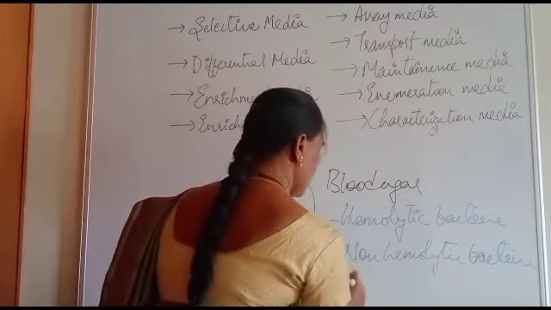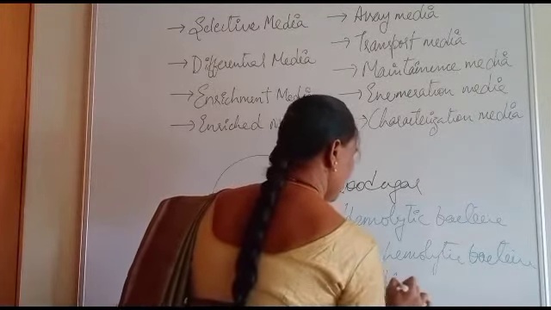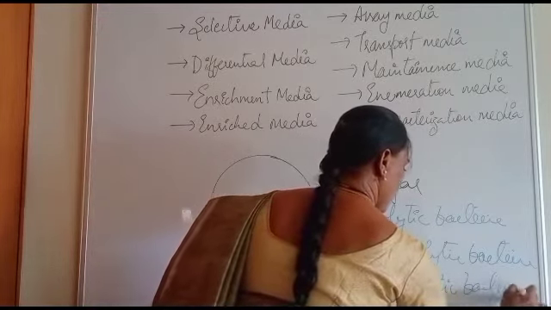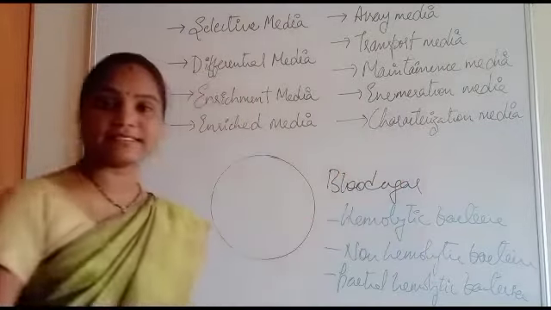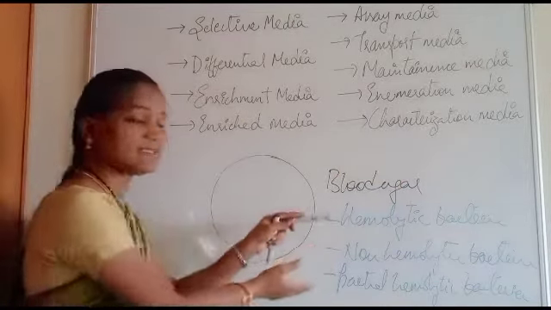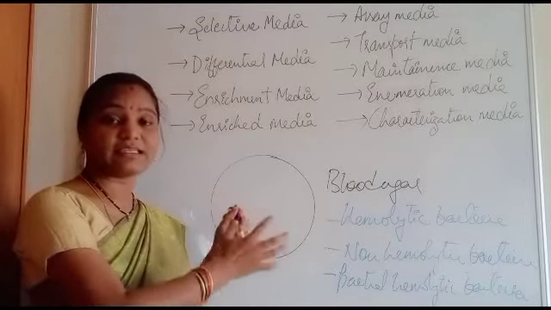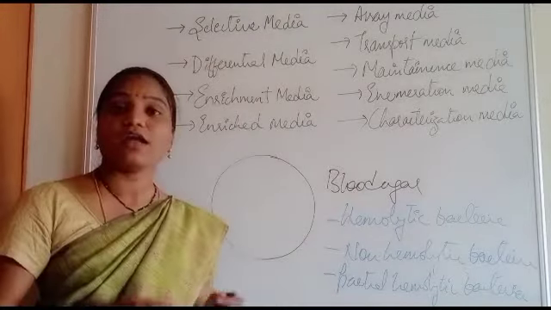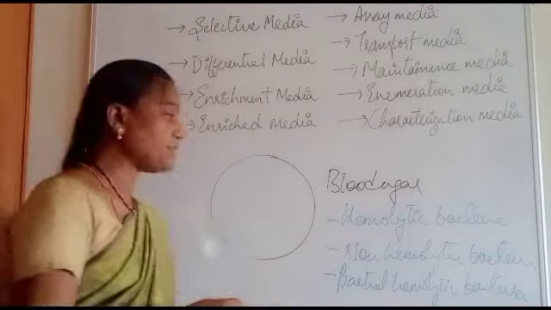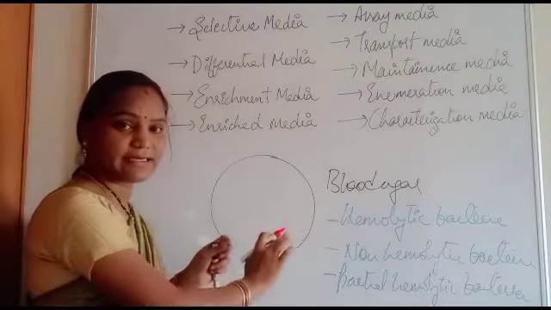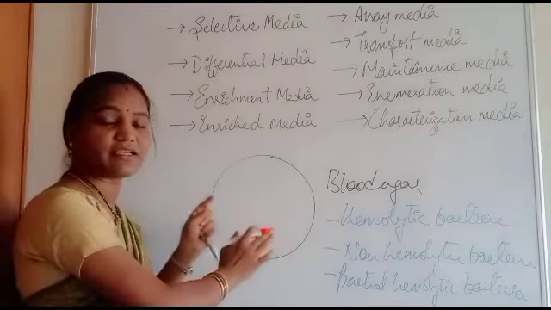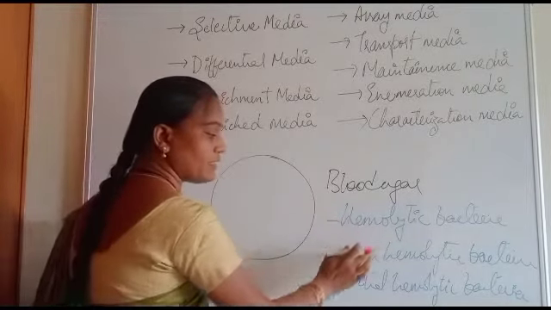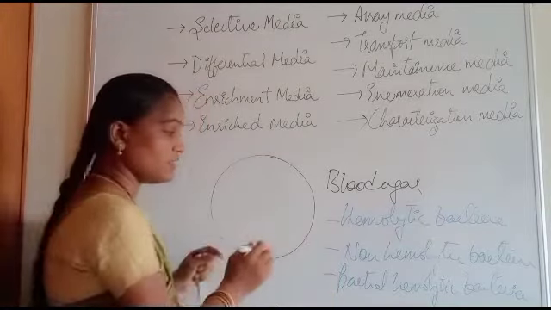And the second one is partial hemolytic bacteria. When you observe all these three different kinds of bacteria, they can be easily differentiated in differential media by using blood agar. So this is your Petri plate, and in this Petri plate, the culture media is nothing but blood agar. In this blood agar, you need to differentiate hemolytic bacteria, non-hemolytic bacteria and partial hemolytic bacteria.